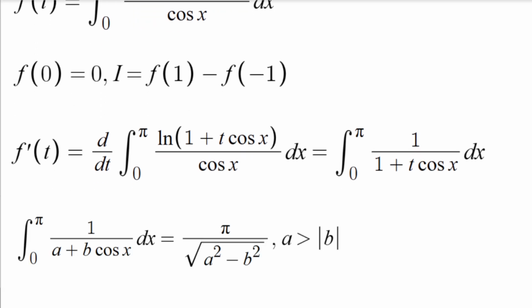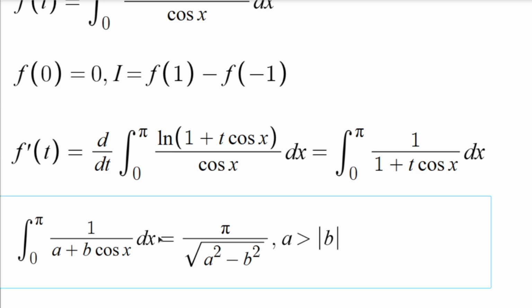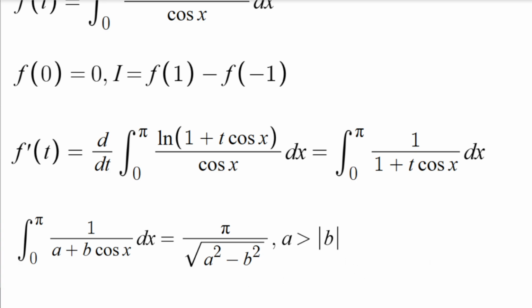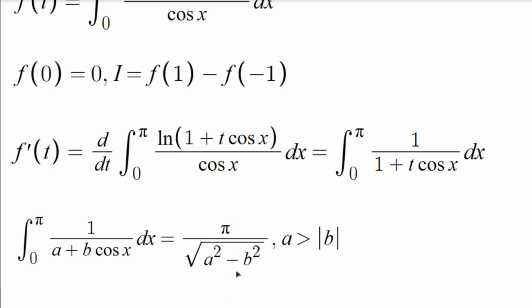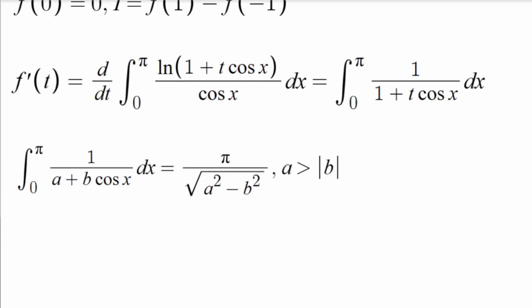Next, we're going to use a formula that I derived in a previous video. I will link to that video in the description, but it says that the integral from 0 to pi of 1 over a plus b cosine x is equal to pi over the square root of a squared minus b squared for a greater than the absolute value of b. Of course, we would need that for this to make sense right here. We need a to be greater than the absolute value of b. All right.